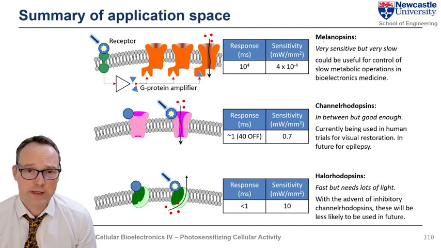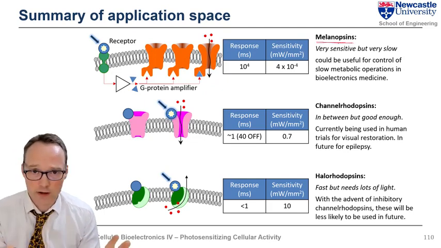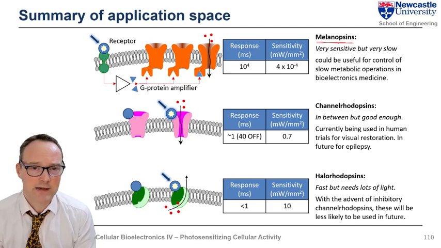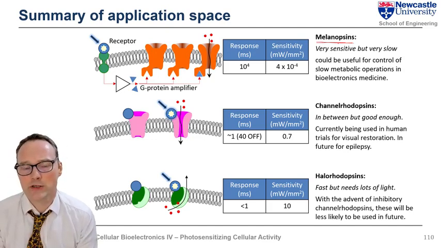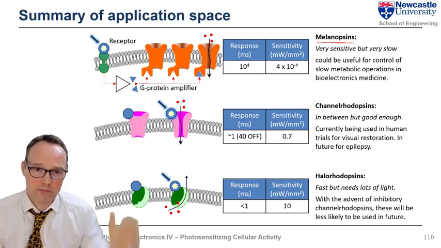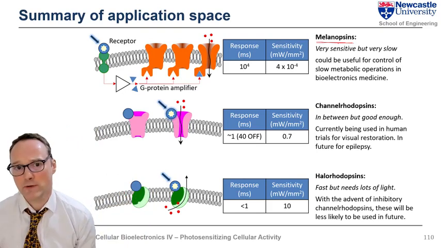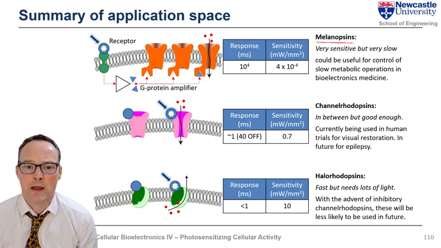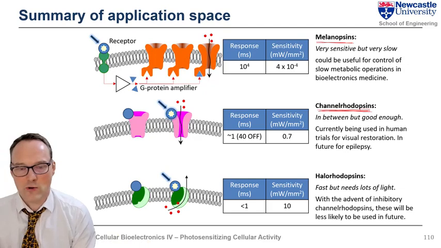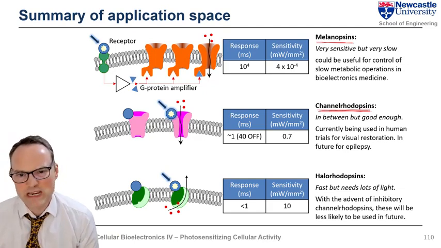So our options in optogenetics are to use melanopsins. Melanopsins are very sensitive. You don't need a lot of light, but they're very slow. So they're probably not good for things like vision, which need to be fast, but they could be used for applications where you're running in hertz or subhertz, with cycles that happen once a day or once every few hours or once every 10 minutes. Channelrhodopsins are the primary form of optogenetics, in that they're a mixture between the fast and the slow, with reasonable sensitivity.